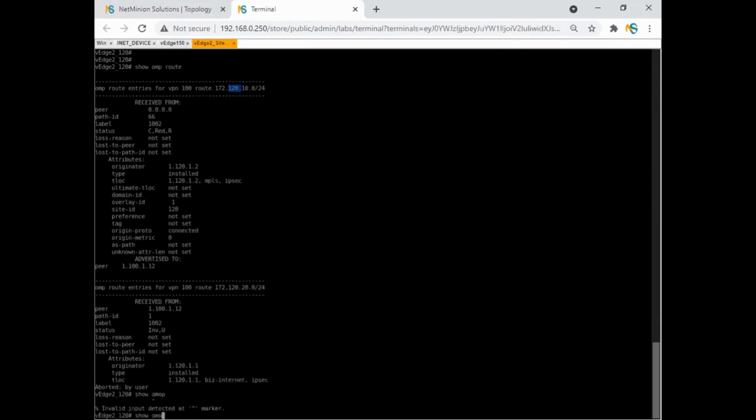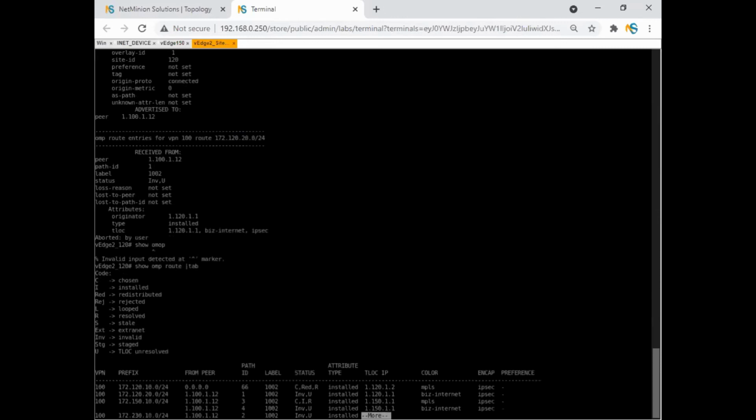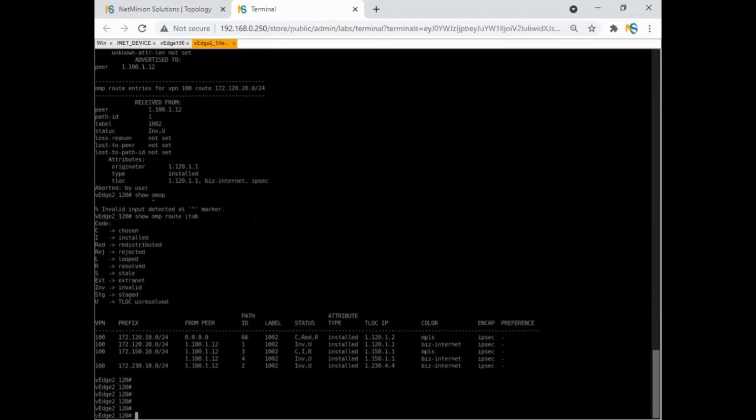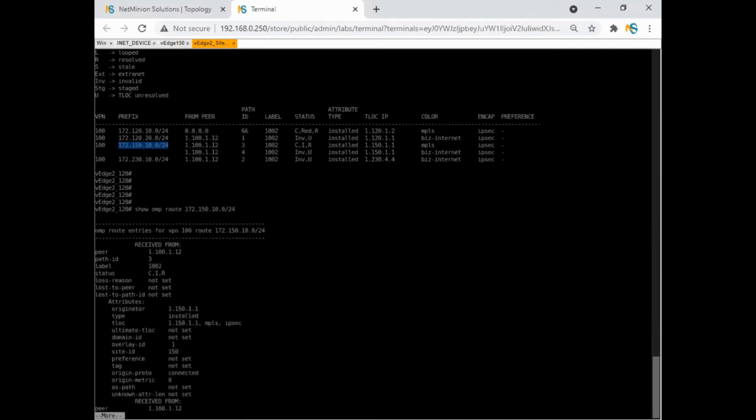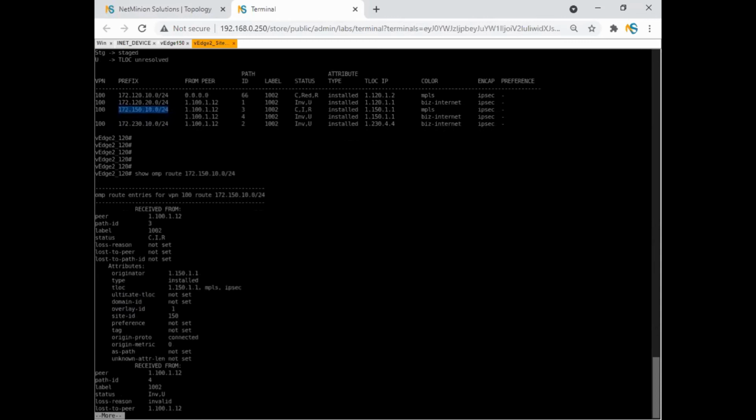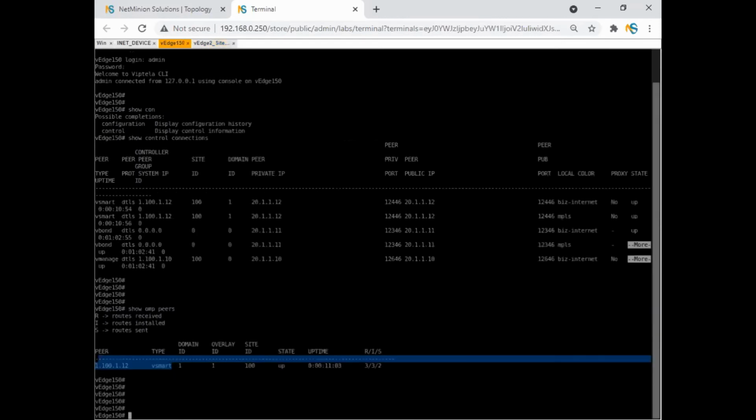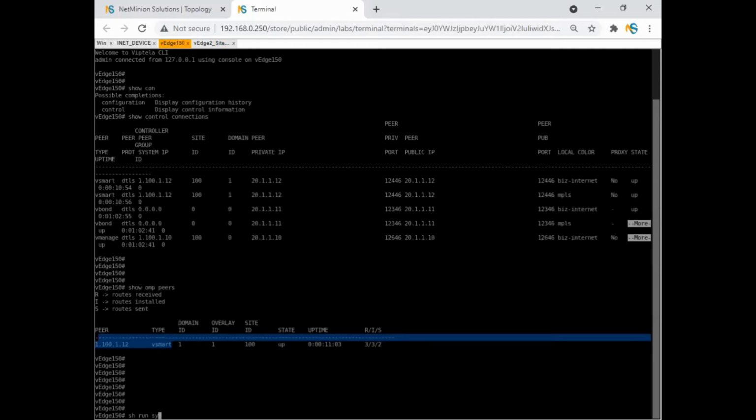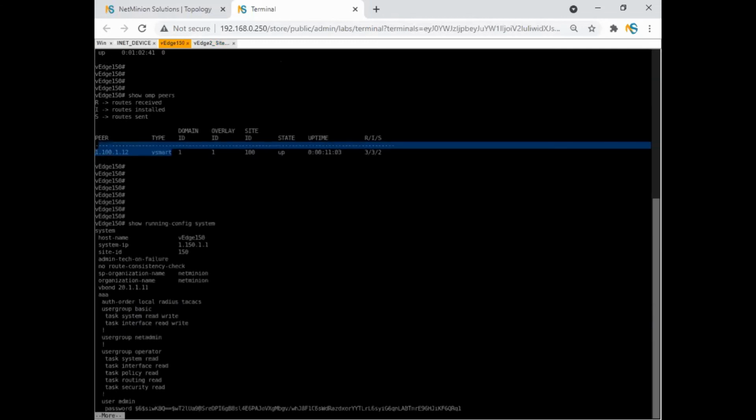Show OMP route in the form of tab. So is it coming up with 150? Let us take an example of this route. Show OMP route 172.150.10.0/24. See what it is saying. The system IP is 1.150.1.1. Let us see on the 150 and see what the system IP is. Show run system. Okay, so it will be just giving me the system.